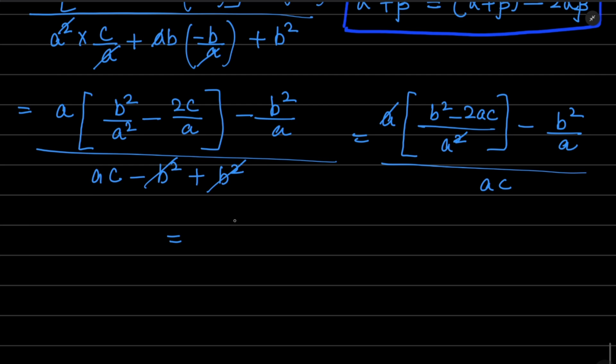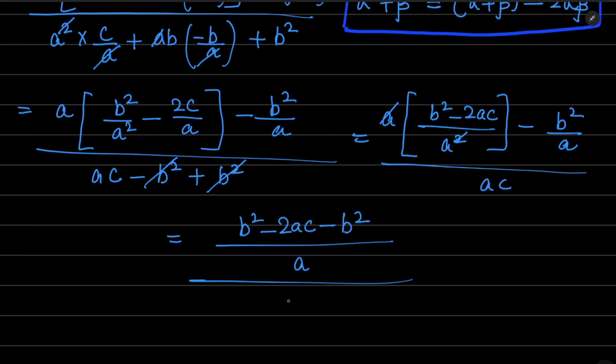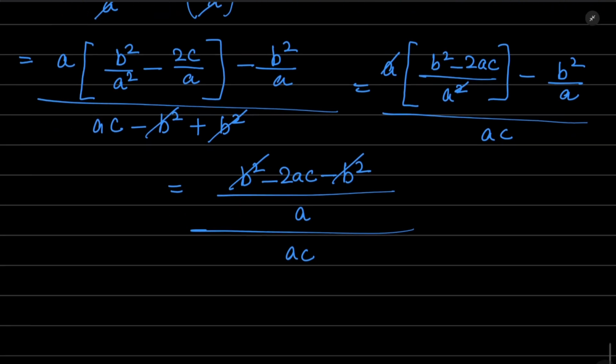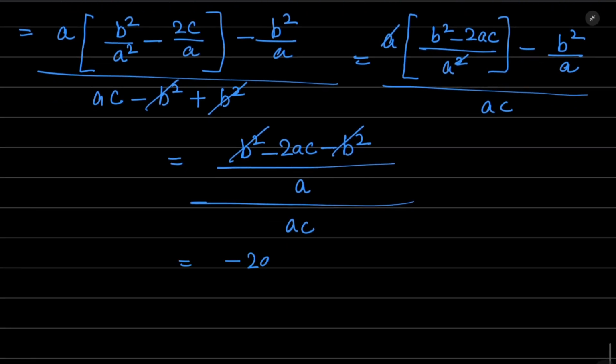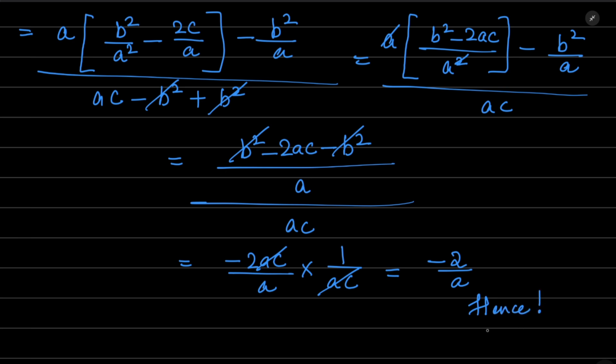Right? Now again here 1a will get cancelled. So what remains is nothing but, again you can take the LCM as a. So b square minus 2ac minus b square whole divided by ac. Right, b square minus b square gets cancelled. So what you have is minus 2ac by a multiplied by 1 by ac. ac gets cancelled. So minus 2 by a remains. Okay, hence evaluated. Or you can just write answer. So this is your final answer.